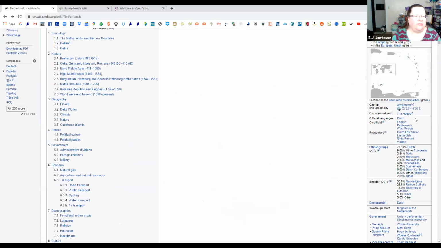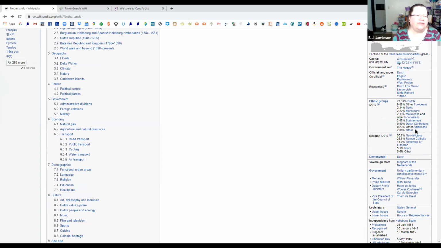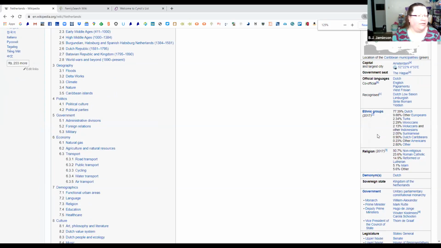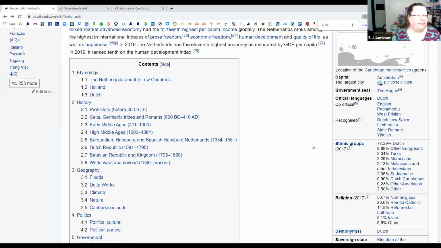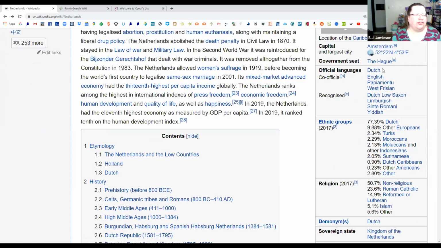Here it tells me that the official language is Dutch, which is something we're going to hold on to and come back to later. One of the drawbacks of this is that it's giving you current information, not historic. Let me blow this up a little so you can see it. So anyway, official language Dutch. That tells you the records are likely to be in Dutch.